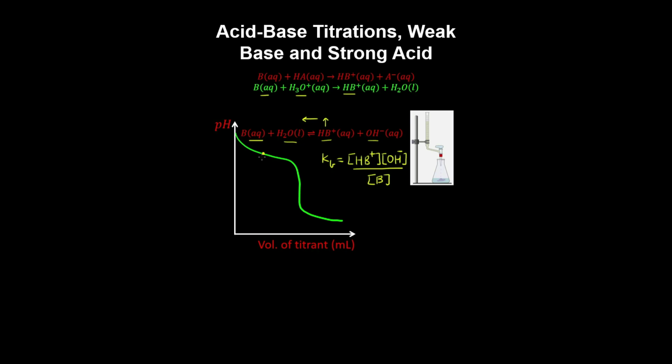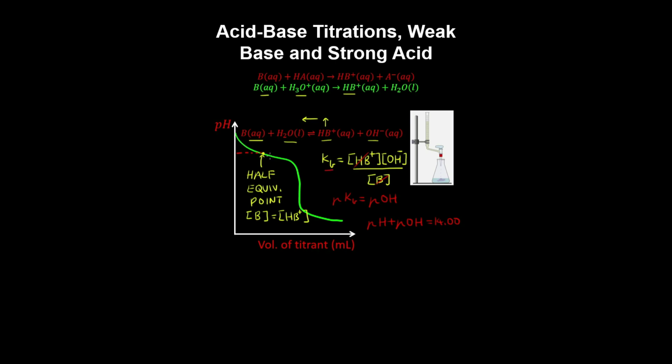And at the half equivalence point, half the base has been neutralized, so the concentration of the base is equal to the concentration of the conjugate acid. Therefore these cancel, and taking a log of both sides, we obtain the following expression. So we can read the pH at this point, and then use the following expression at 25 degrees Celsius to obtain pH and the base dissociation constant.